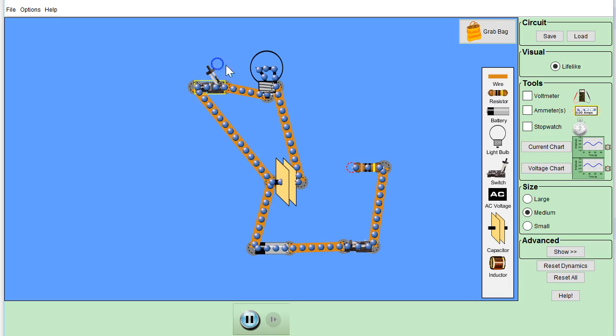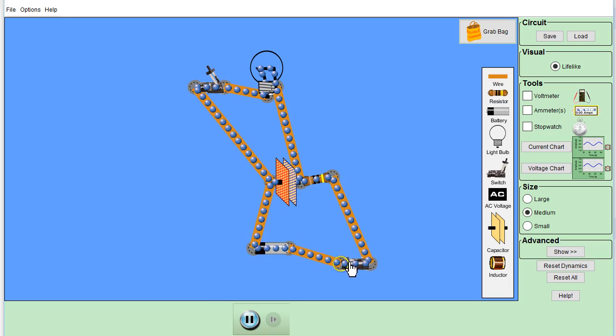So we can set that whole thing up again. Open this one. Let's reconnect that. That charges up the capacitor. Let's break that circuit here. So let's open up that. So there's no current going to flow through here.